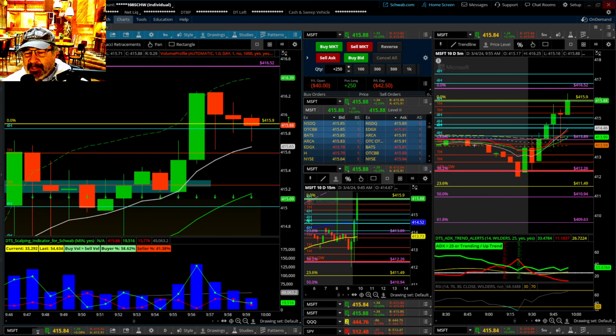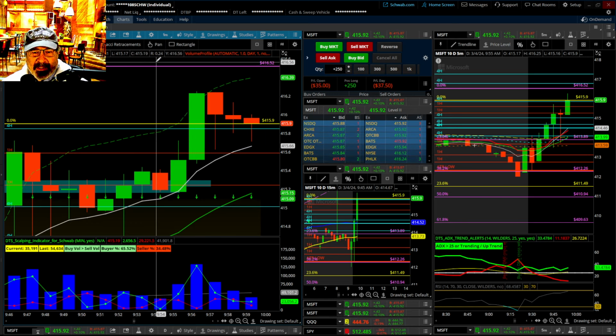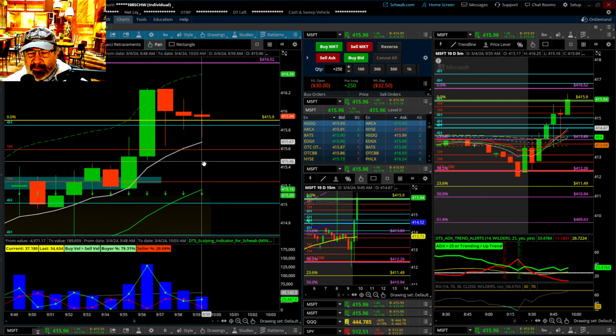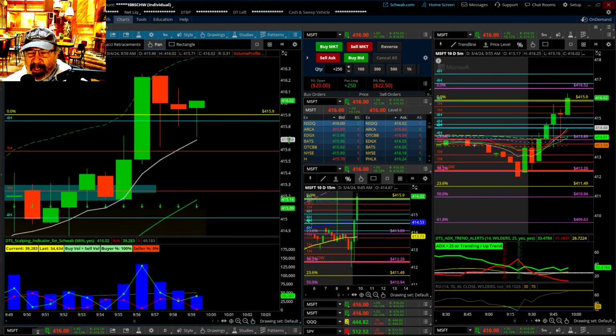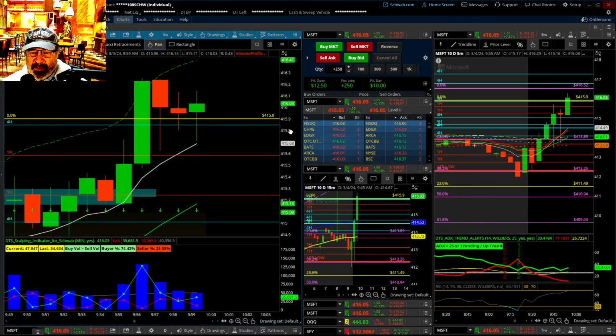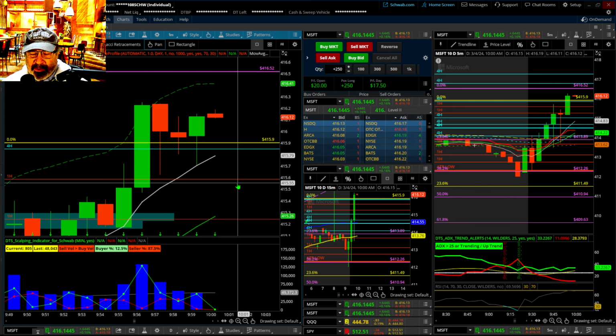So my max loss per trade today is $300. If I see it get to that red, get to 300, I will get out. That's pretty high considering we only have 250 shares. So that's over a point that I'm willing to lose on one trade. And you're not going to see it move that much.